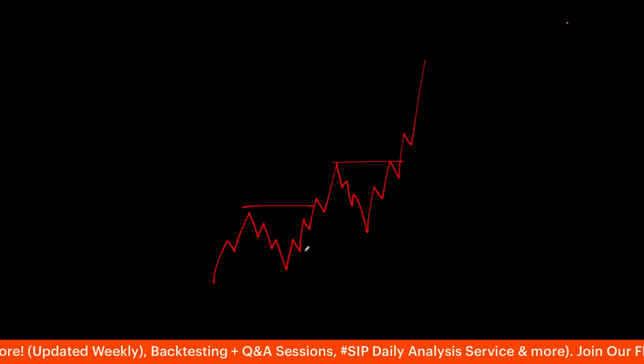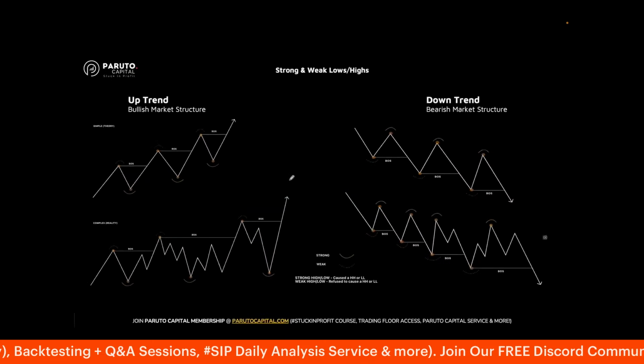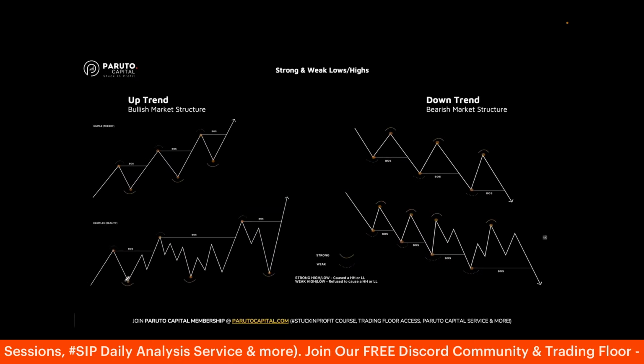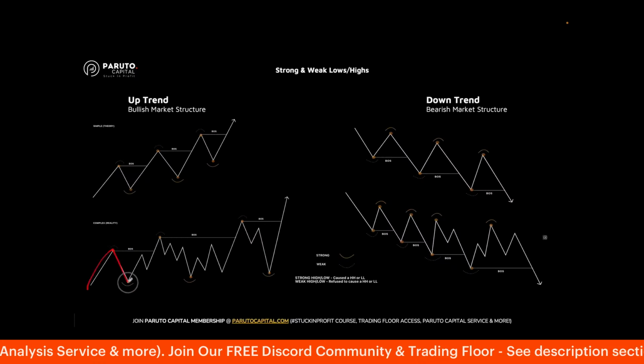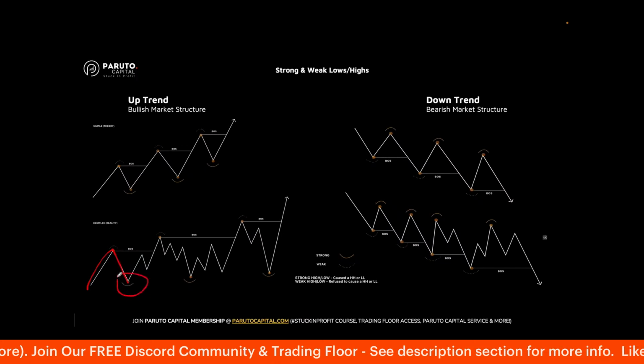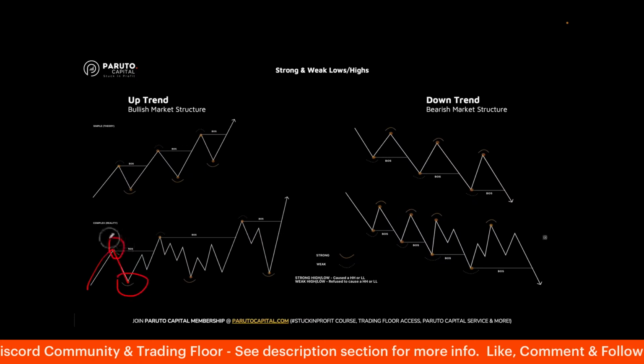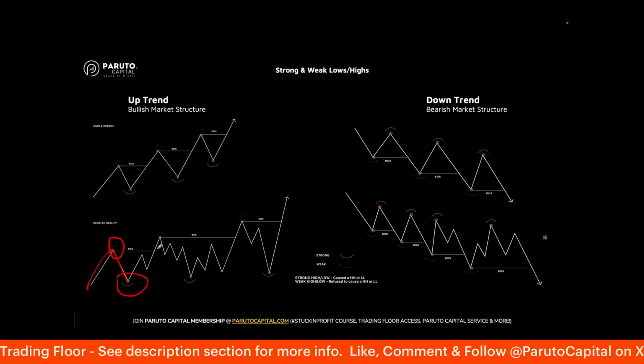So it looks something like this, right? Now, that said, you look at this, the same thing also applies. The market came up here and then pulled back down, and you have the strong low because it took out this weak high here, a break of structure, a BOS.